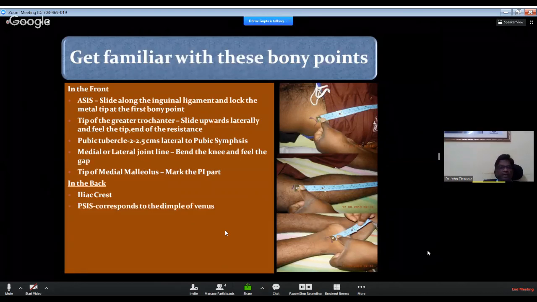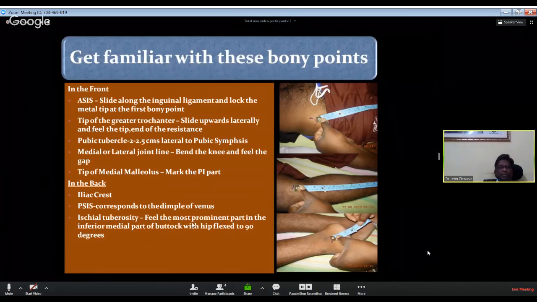In the back, you have to mark the iliac crest and the PSIS, which corresponds to the dimples of Venus. Then the ischial tuberosity. Feel the most prominent part in the inferior medial part of the buttock with the hip flexed to 90 degrees. That is how you should mark the ischial tuberosity.